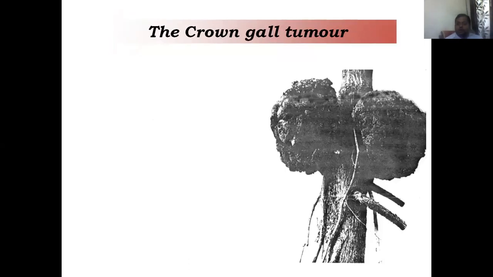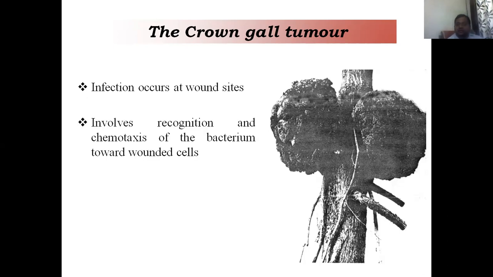Now this is how a crown gall looks, and this is how the signs started appearing, when people started seeing these tumor-like things on the plant surface. The infection requires a wound. The Agrobacterium infection takes place at wound sites. So whenever there is a wound on the plant surface, especially in the roots, the plant will start synthesizing a chemical compound called acetosyringone.